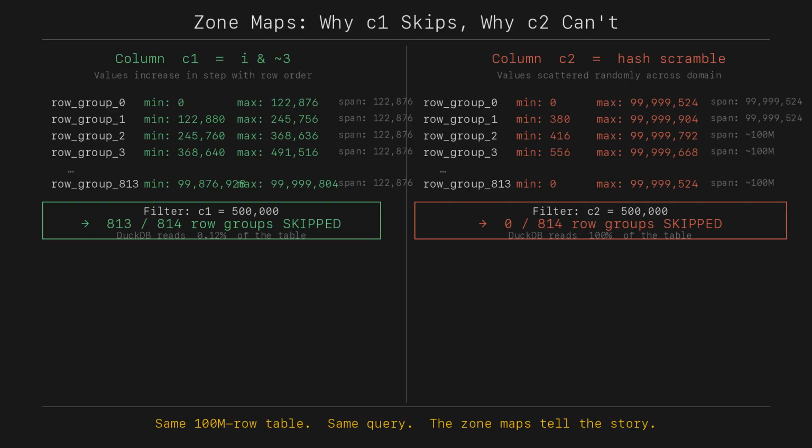That's the only range that can contain 500,000. Every other group is definitively skippable. Every group has roughly the same span as its row count, because C1 increments by 4 for every 4 rows.